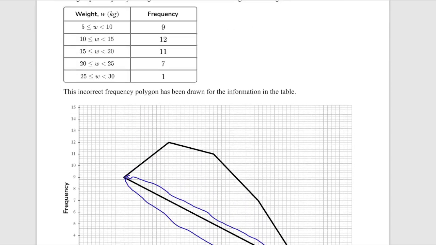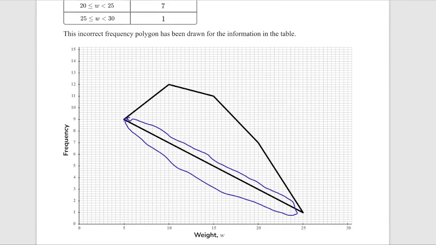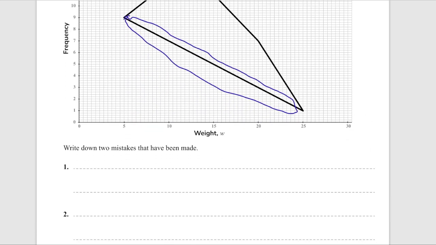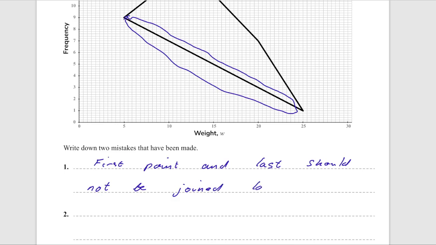So 5 to 10 should have been plotted at 7.5, and it's been plotted at 5. So we've not plotted from the midpoint, and we shouldn't join the tails together. So the 2 mistakes are: first point and last point shouldn't be joined. First point and last point should not be joined together.